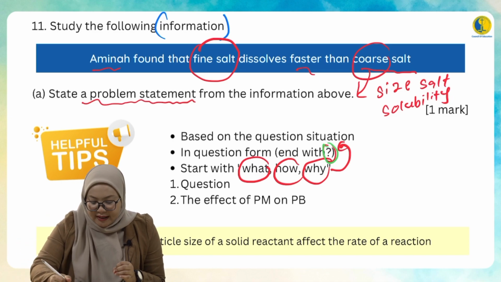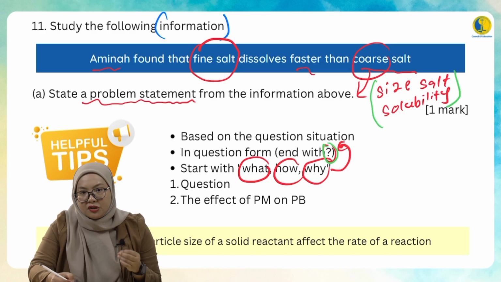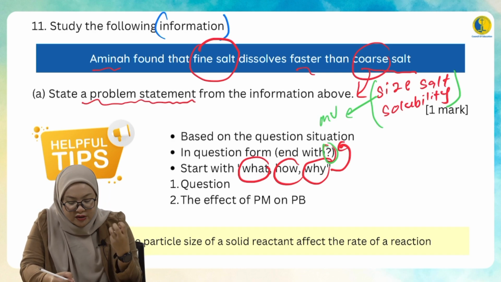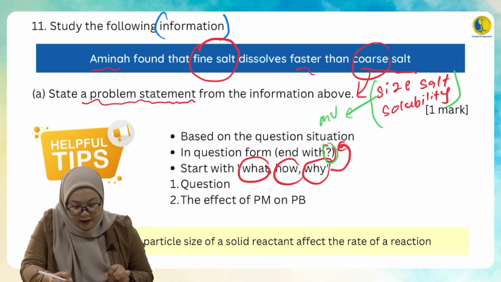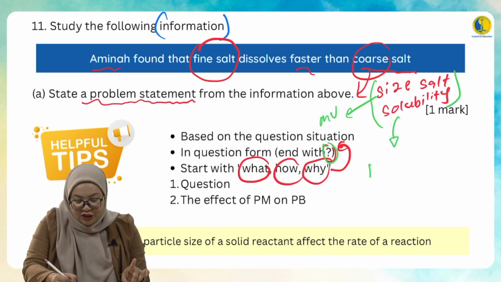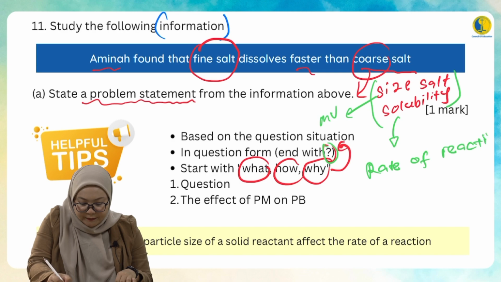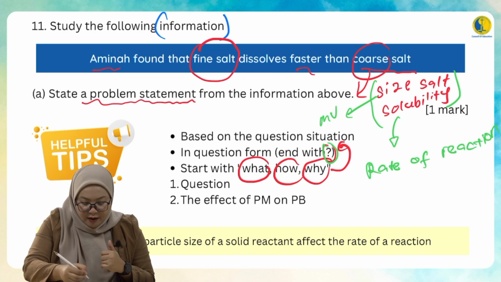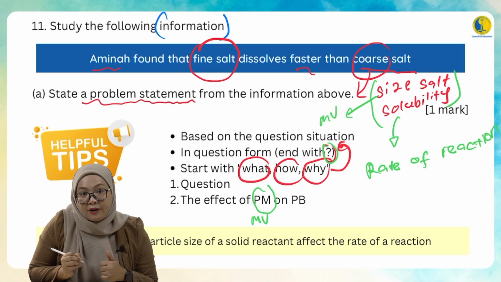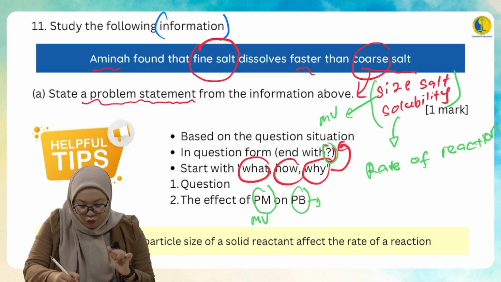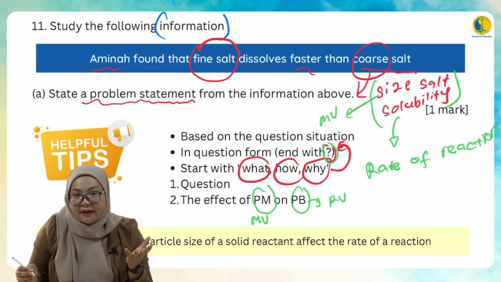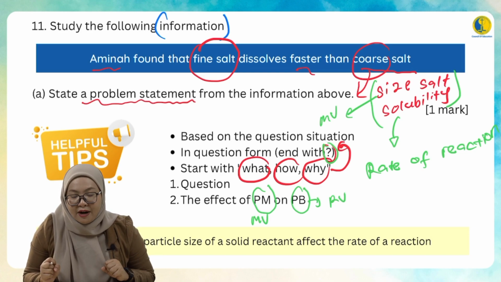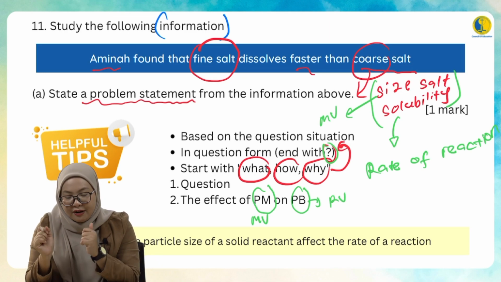Based on this statement, the size of salt, where just now you used fine and coarse salt, is your manipulated variable, because you change the type of salt. The solubility here indicates your rate of reaction. So now you have to start with a question. You have your manipulated variable and your responding variable. PM is pemboleh ubah manipulasi, or manipulated variable. You have your pemboleh ubah bergerak balas, or responding variable. You begin with a question, you end with a question mark, and put your manipulated variable, MV, followed by the responding variable, RV.